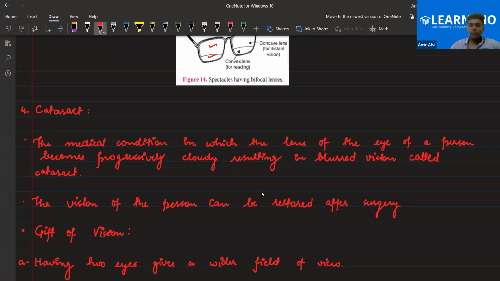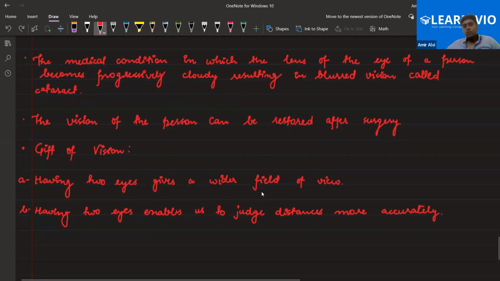Okay, so basically there are two more things. Basically, the gift of vision. What do you understand by the gift of vision? Allah has given us two eyes so that we can see a wider field of view, right, everyone?